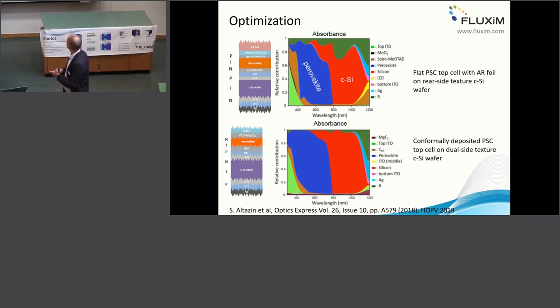PV Lab also managed to actually fabricate such a structure where all the thin film perovskite layers are conformally deposited on top of the textured silicon wafer, which is a challenge in its own. And the question is here, of course, how can you make sure that the currents are matched. So afterwards in the exercises there are some examples in this context where you can go through.